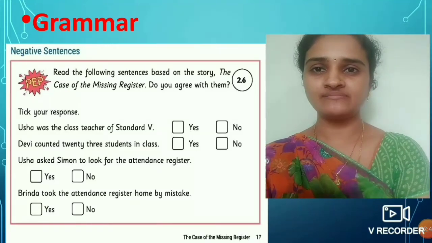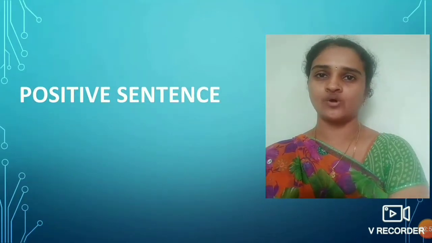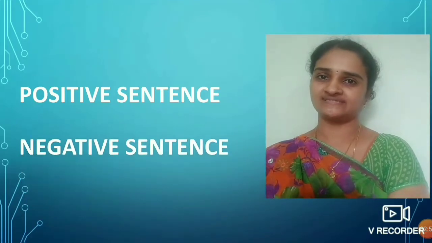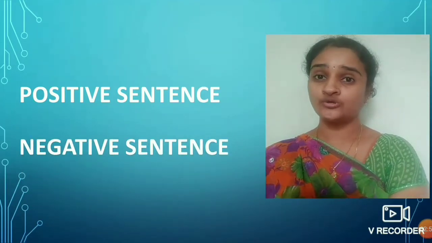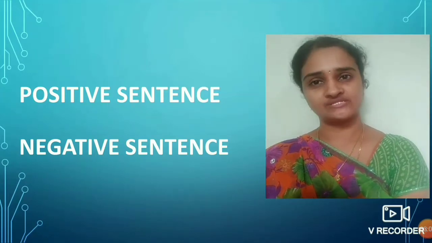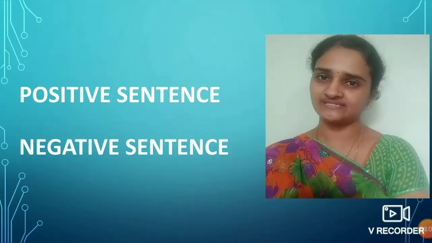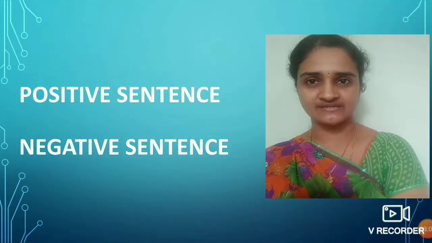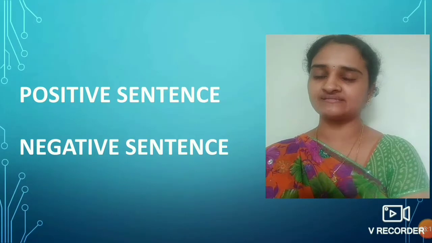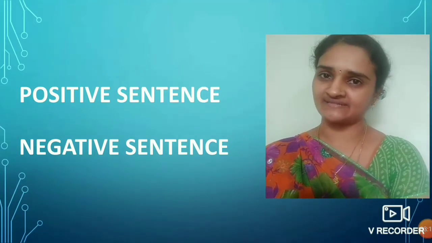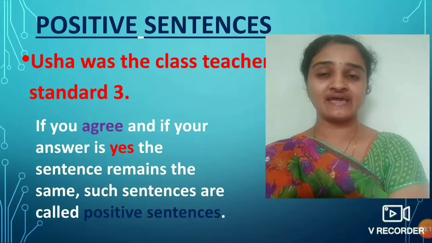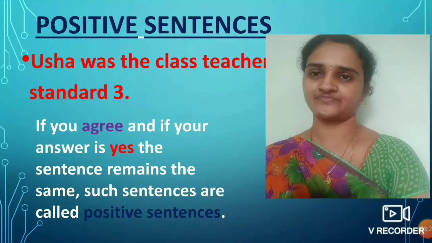So, based on this concept, there are two types of sentences. One is positive sentence and the other one is negative sentence. If you agree with the sentence, it becomes a positive sentence. If you disagree with the sentence, it becomes a negative sentence. Let us learn in detail about what is a positive sentence and a negative sentence.